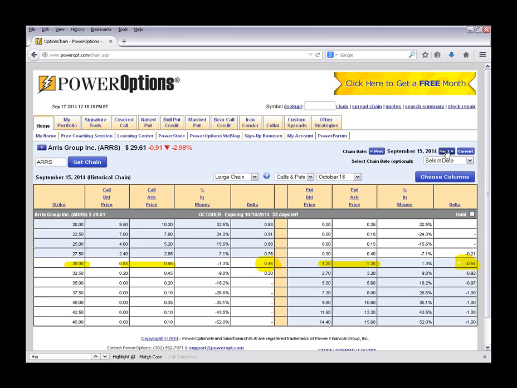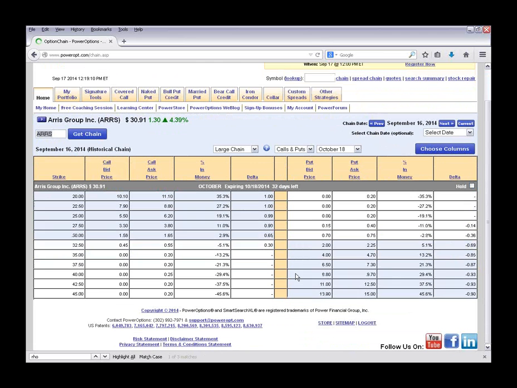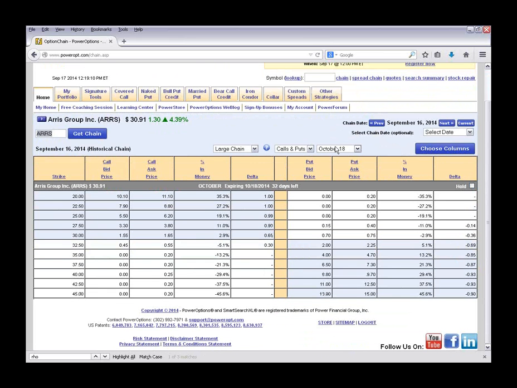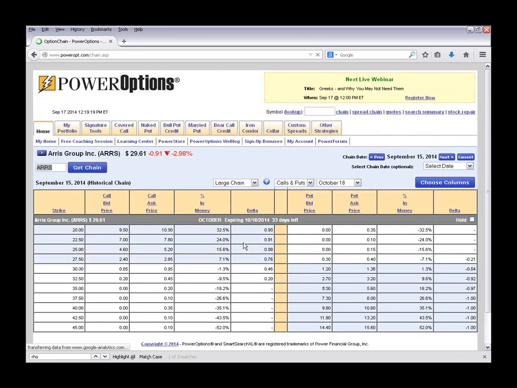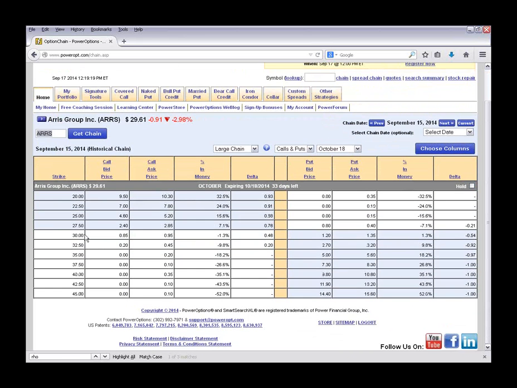Let's take a look. Let's go to next. Oh, I'm sorry, let me go back one. Maybe I was looking at the wrong one. Oh, I did, I'm sorry. We were looking at the 30 strike. That's what I said. Let's go to the current one, or the next. Let's go to September 16th, Tuesday.